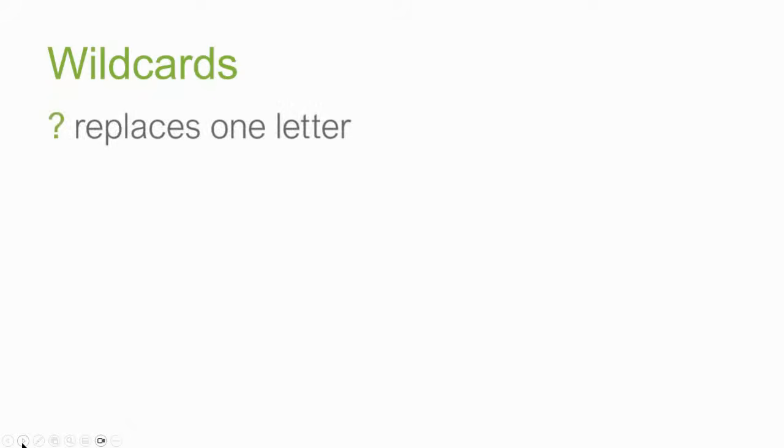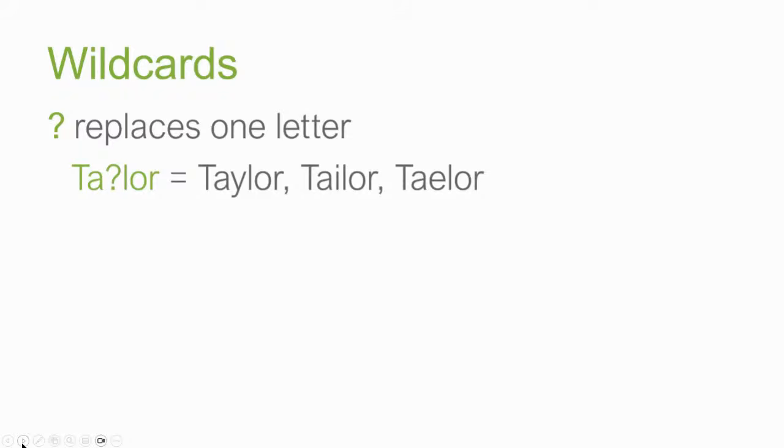The question mark wildcard replaces one letter in a word. For instance, if I typed TA question mark LOR, I would get variations of the word Taylor and others with a similar spelling, like those on the screen.